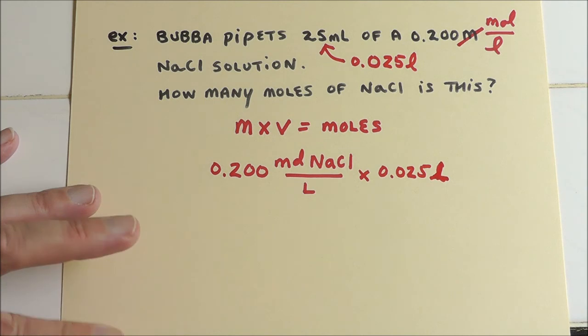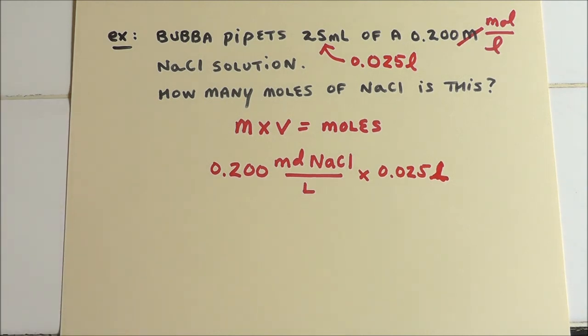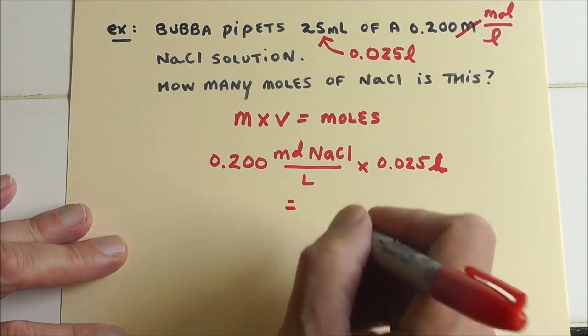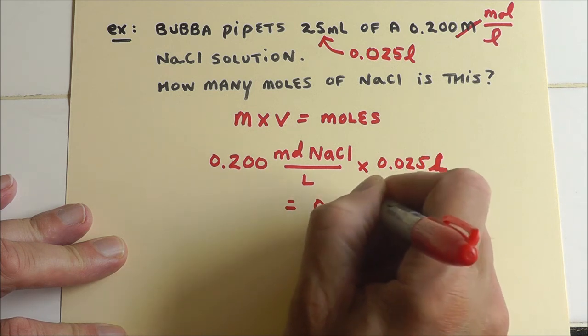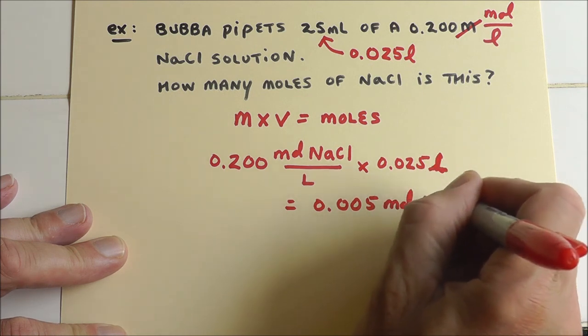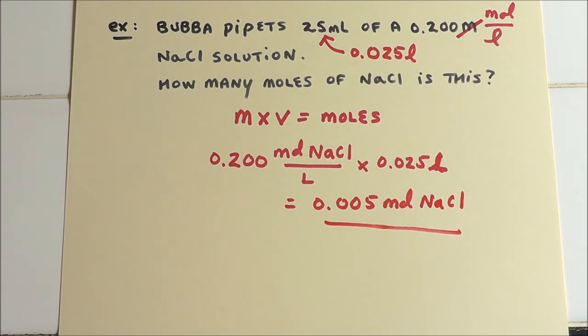sorry, I did a lowercase. You can do your L's whatever way you want. I did a combination there, which is confusing. But so 0.2 times 0.025, and the result is that Barney pipetted 0.005 moles of NaCl. Fair enough? And you realize that's how we measure solutions. You wouldn't go and weigh any solution because they can have an infinite combination of concentrations. They're not like pure substances where we go measure their grams.